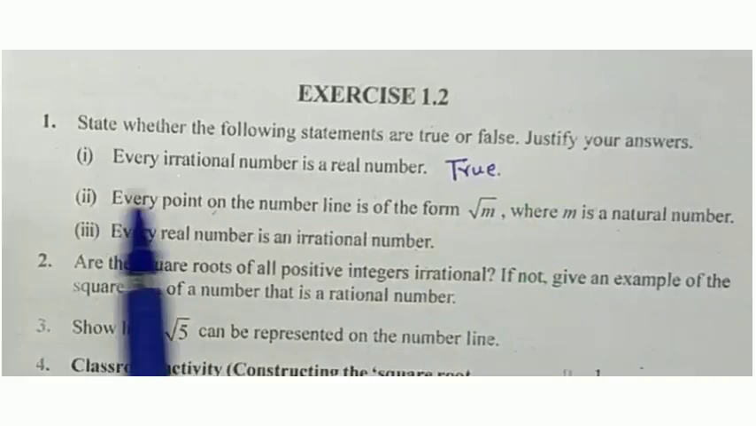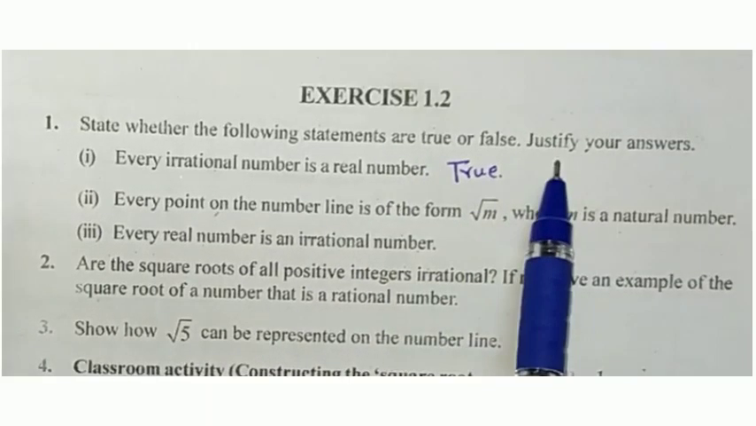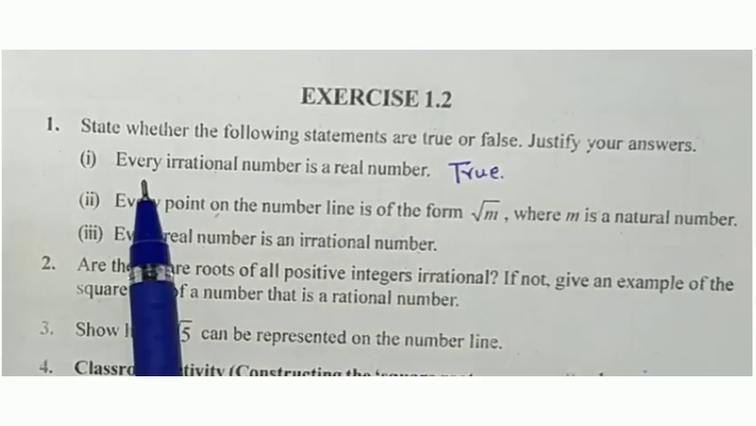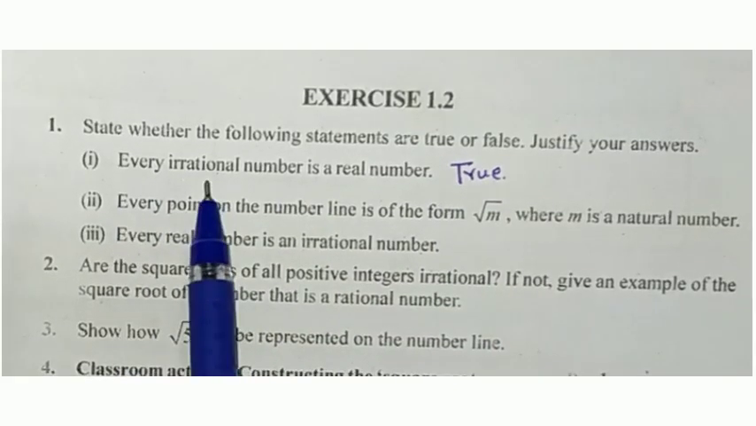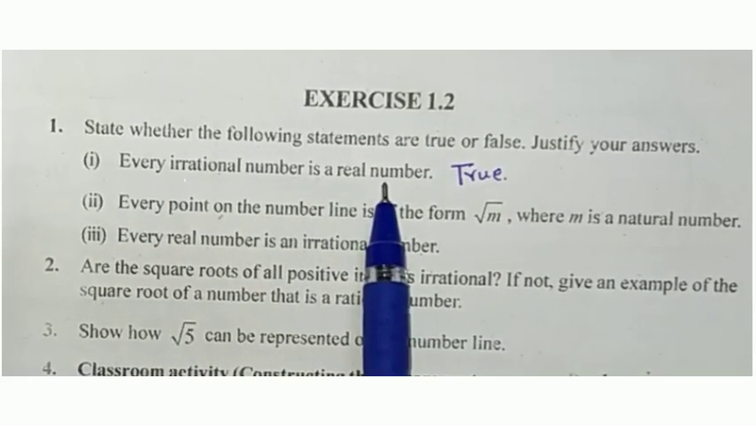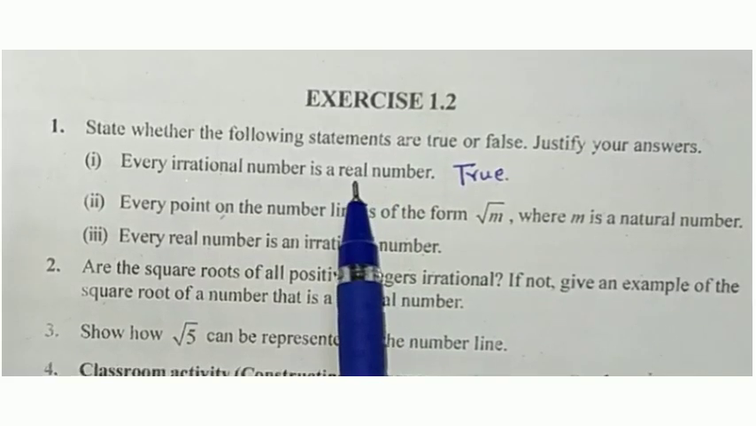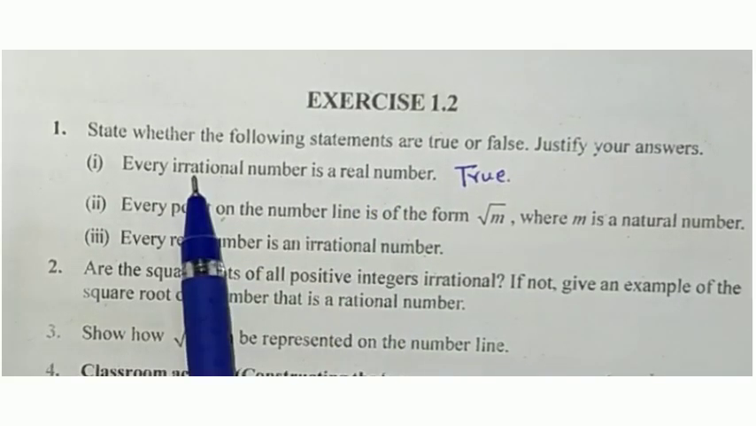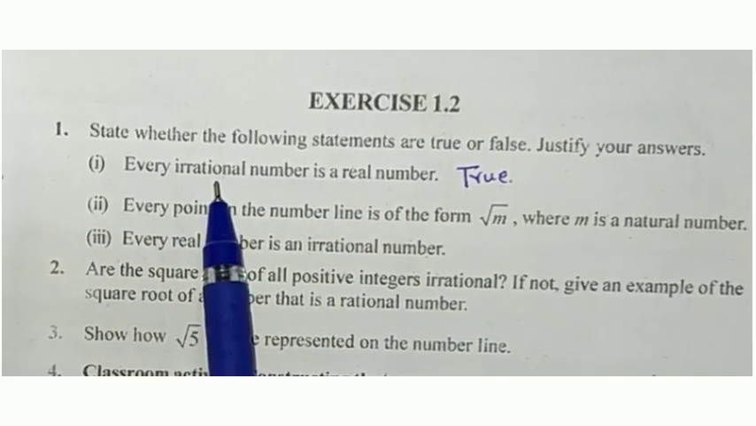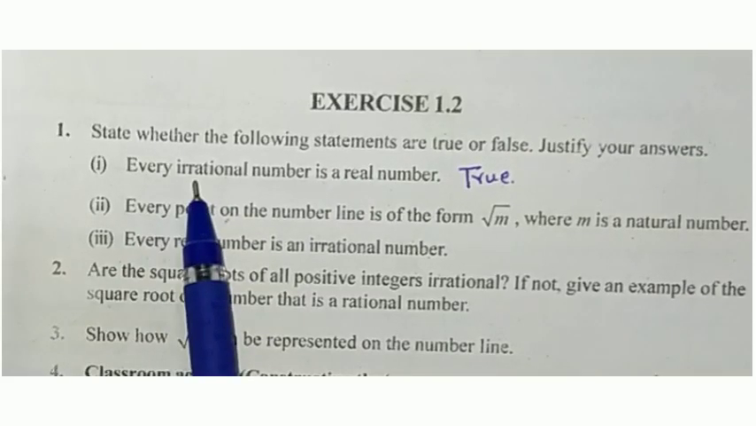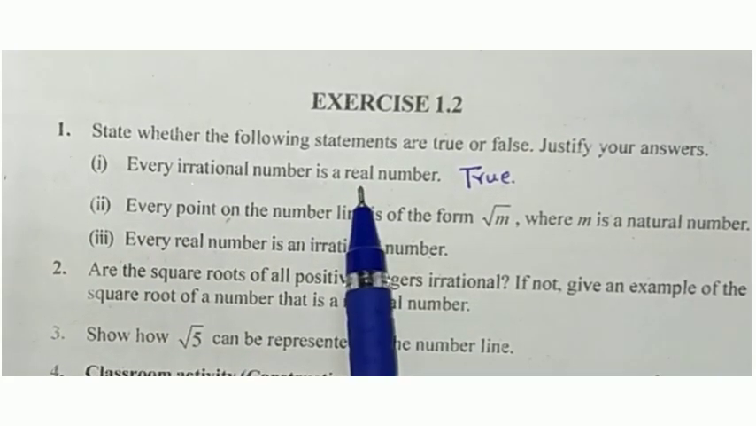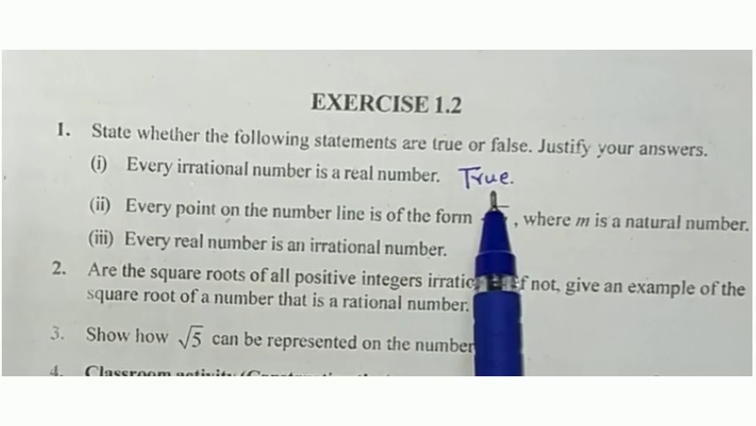Now coming to exercise 1.2. Here the first question says you have to say true or false along with justifying your answer. The first one, I have already written, it is true: every irrational number is a real number. Yes, obviously, because a real number is a combination of irrational as well as rational numbers. That's why every irrational number comes under real numbers. So the first one is true.